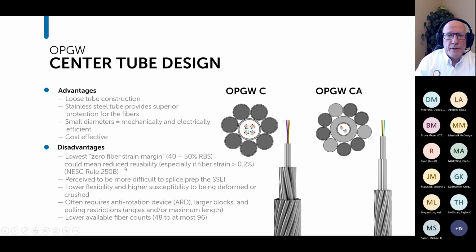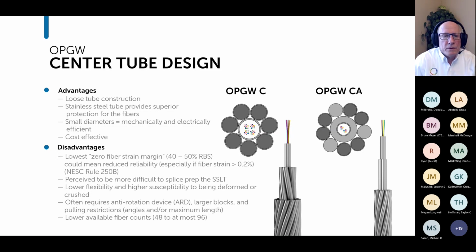But with these designs, the stainless steel tube provides great protection for the fibers. You get small diameters because these designs are mechanically and electrically very efficient. And because they're mechanically and electrically very efficient, no surprise that makes them very cost effective. Of the three types, they tend to be the cheapest. But they do have some other disadvantages in addition to the lowest zero fiber strain margin or lowest EFL, and that is that it's perceived to be more difficult to splice prep this stainless steel tube versus working with a plastic tube.